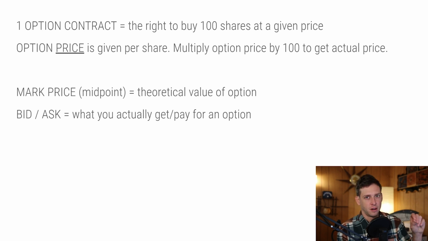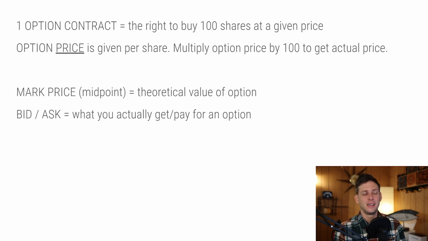Just a couple of specifics on naming conventions here. The mark price is the midpoint between the bid and the ask, and that is the theoretical value of the option. Now, this is the quote unquote value of the option. There's a lot to that. You've probably heard that there's time value in an option contract, and that's not really what I'm talking about right here. I'm just talking about the value of the bid, what somebody is bidding for, and what somebody is selling. The mark price is just the midpoint of those two things.